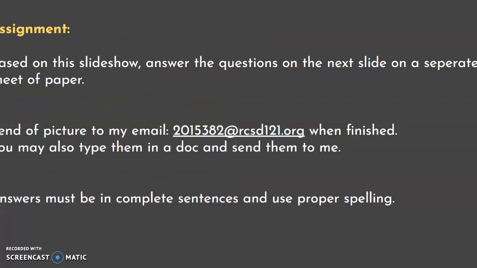Okay, so your assignment. After you watch the slideshow, there are some questions on the next slide you're going to answer. You may type in this document or in this Google Slides and then just submit it or turn it in. Or if you have trouble typing on the computer, or if it's just easier for you, you can write it on a separate piece of paper, take pictures, and email it or send it to me. The answers must be in complete sentences, and please use proper spelling.